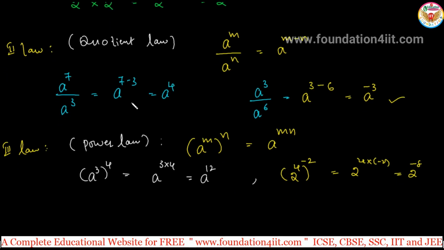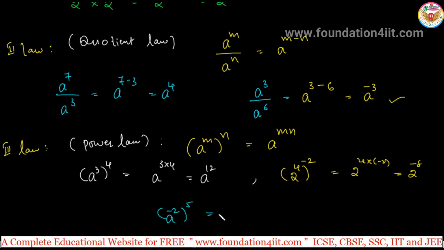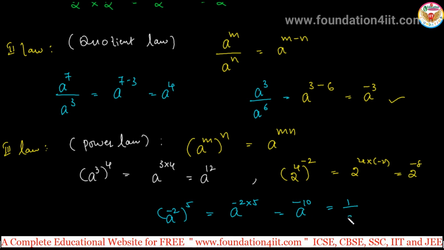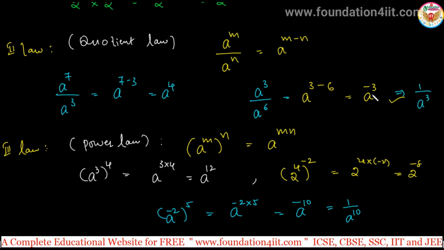Any value is given, you can use the same type, like even a to the power minus 2, all to the power 5. This is a to the power minus 2 again all to the power 5. So minus 2 into 5, that is a to the power minus 10. A to the power minus 10 we can write as 1 by a to the power plus 10. Okay, a negative power you can make positive by taking the reciprocal. A to the power minus 3 is 1 by a to the power 3.